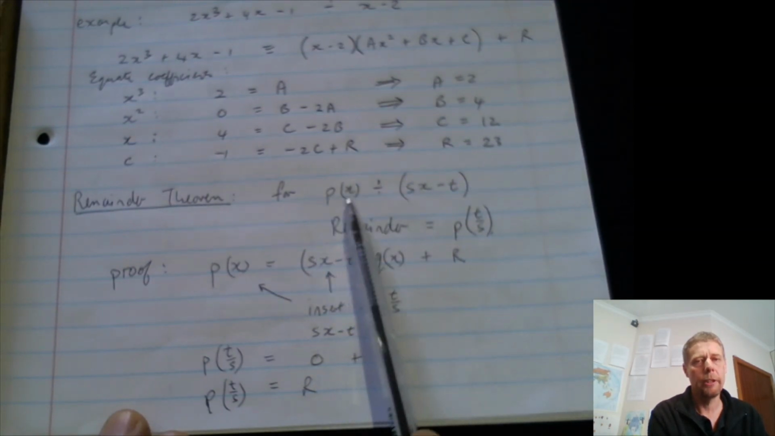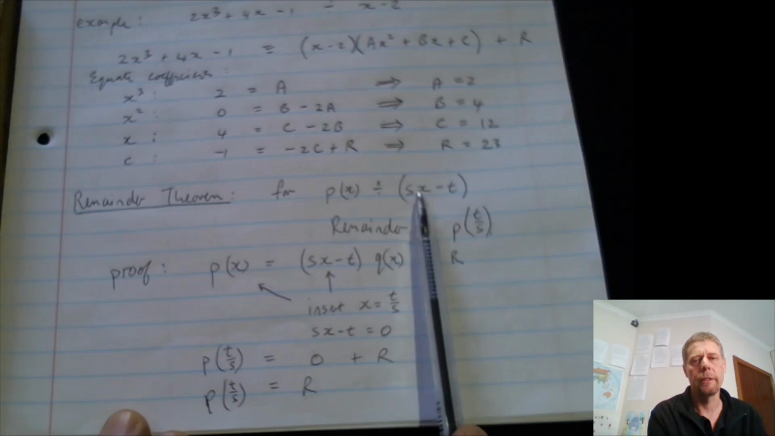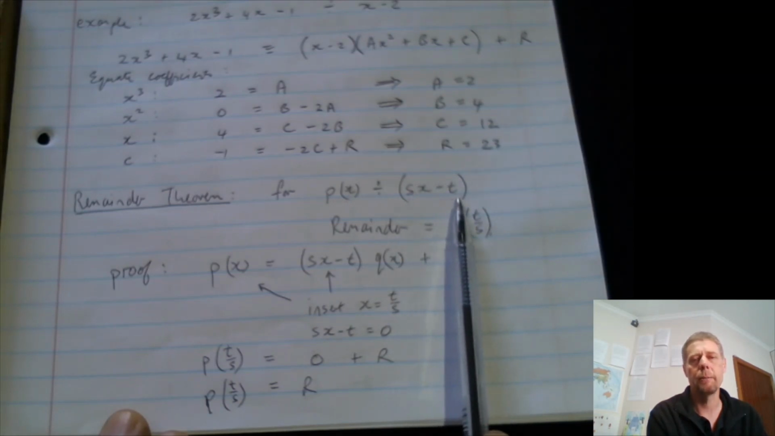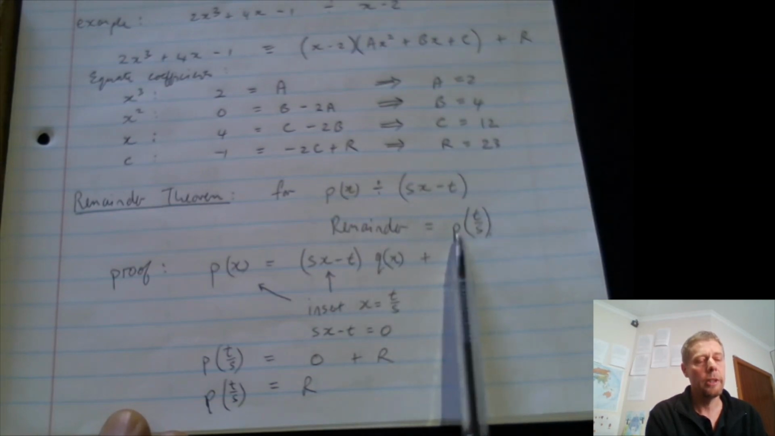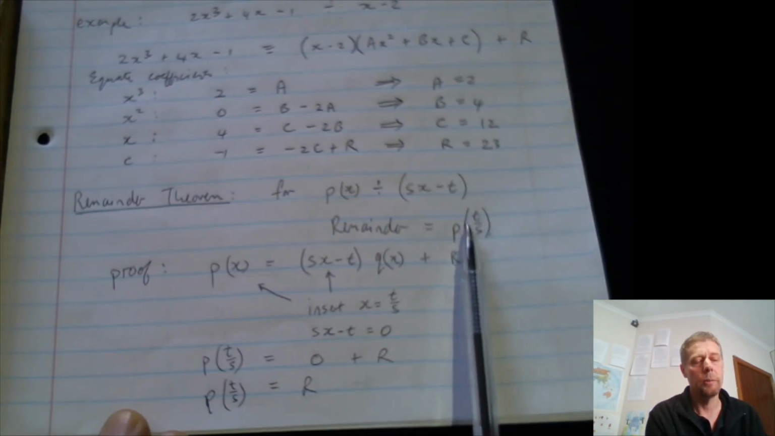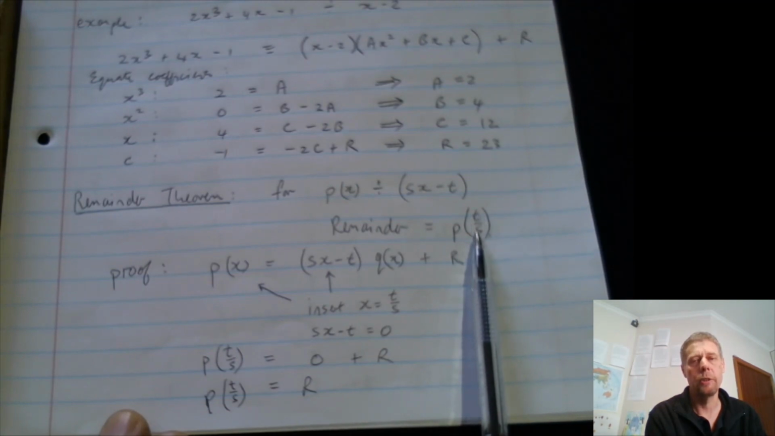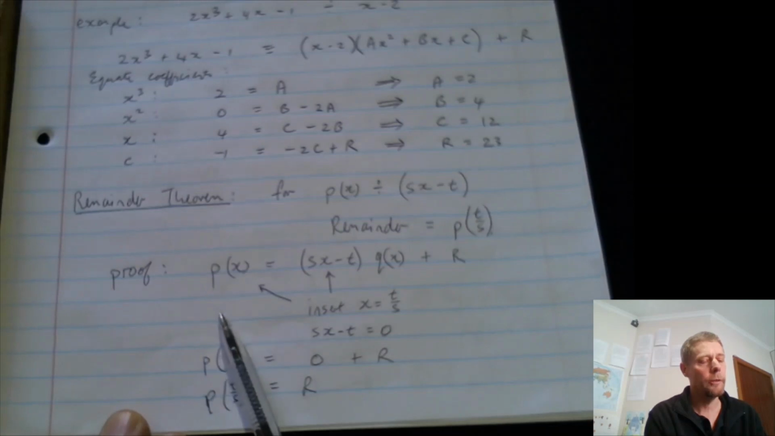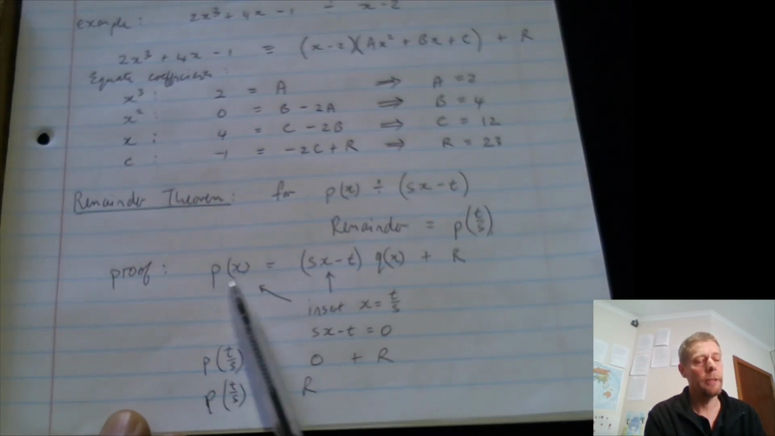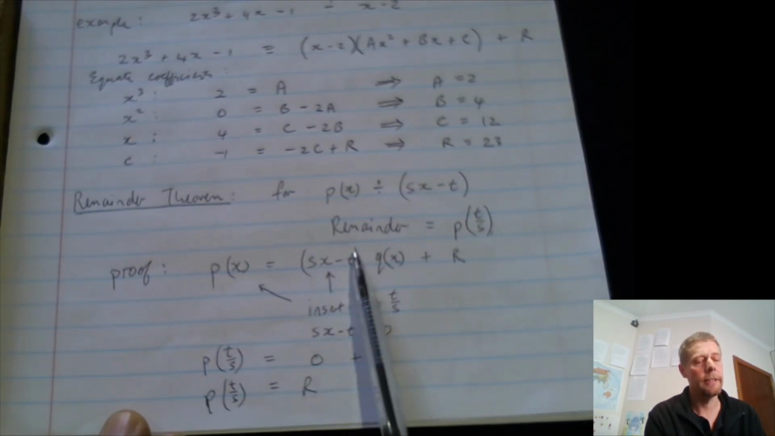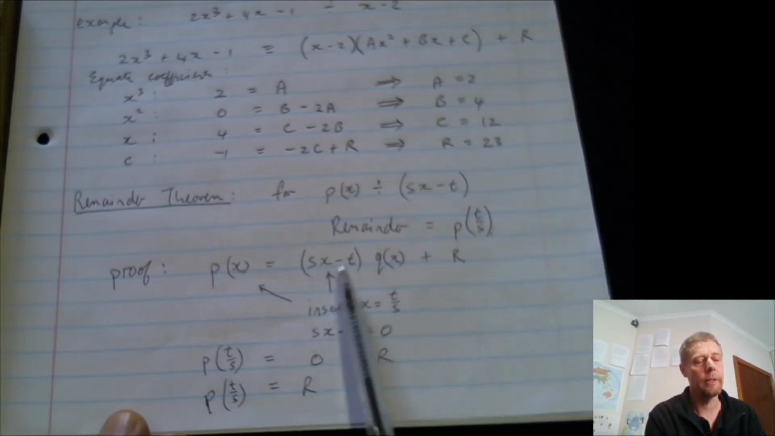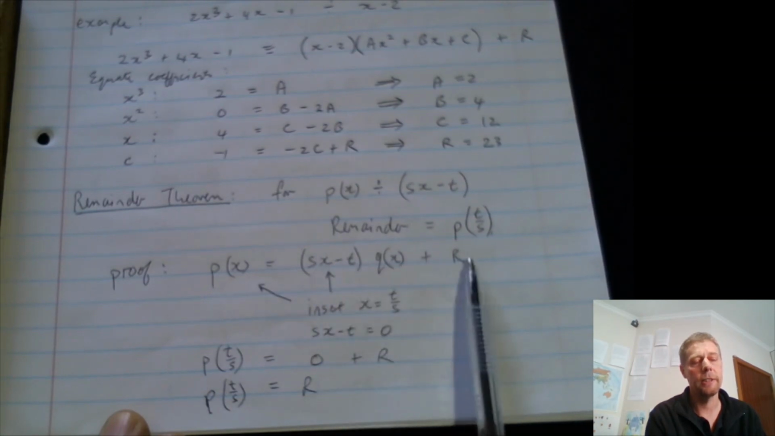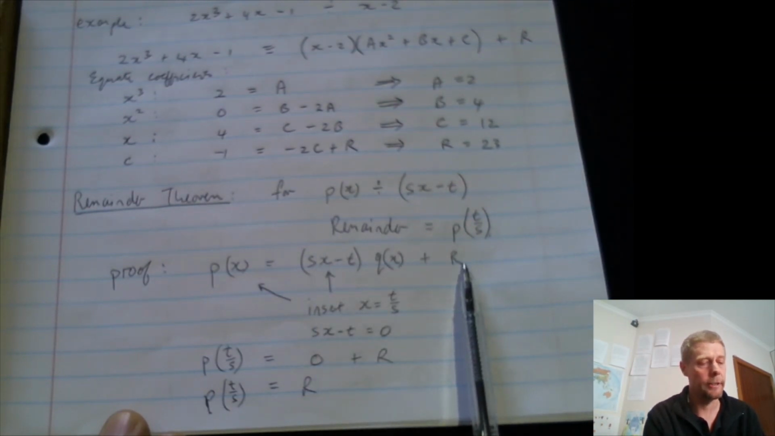So my polynomial's divisor is a linear one, and we write it in the form sx minus t. Then the remainder is equal to the polynomial of t over s. So you put x equals t over s into your polynomial, and that will give you your remainder. So let's look at a proof for that. The polynomial p of x equals the divisor times some quotient plus a remainder. You can see my remainder is of order 1 less than my divisor, so my remainder is just a number. There's no x terms.